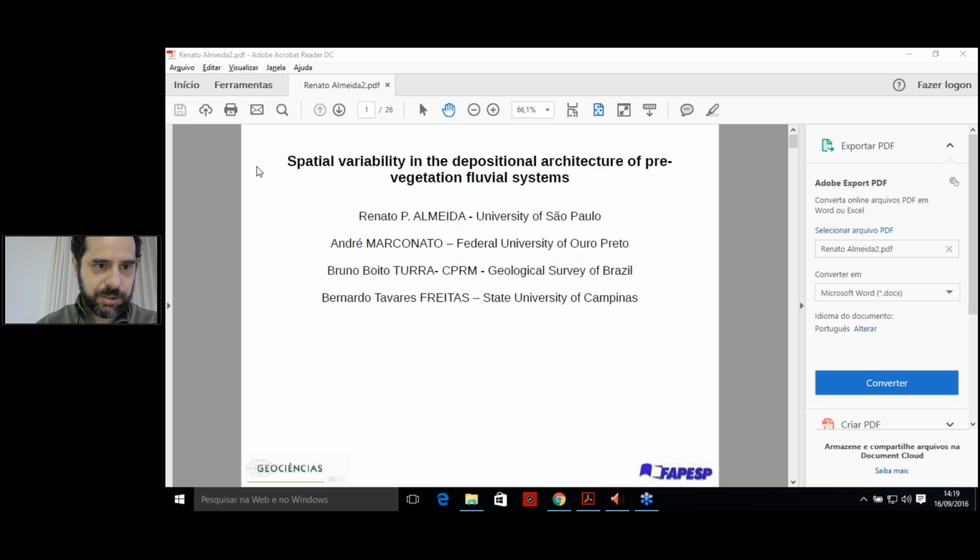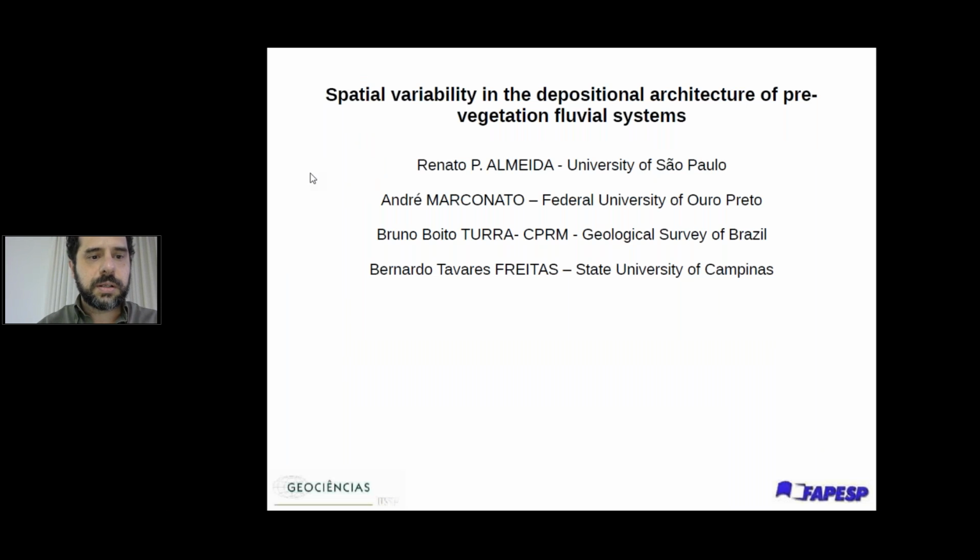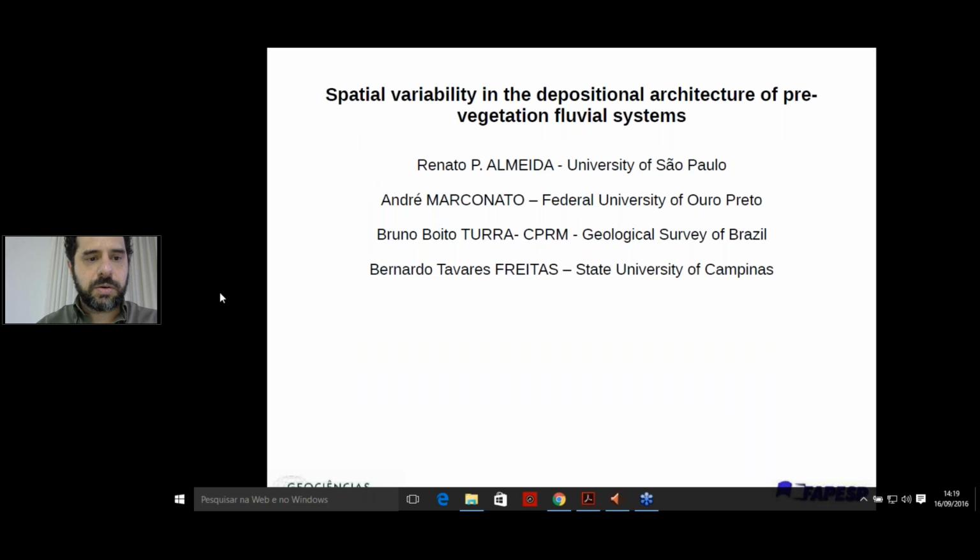I will try to, can you see my screen back there? Okay, can you see it? Yes, we can see the screen. It's maximized. It's good. Great. So let's start.